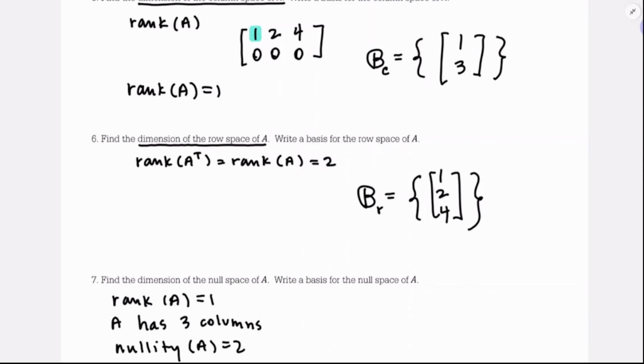And if I want a basis for the null space of A, I don't really have a fast trick for that one. I'm just going to put in the work, look at the reduced row echelon form over here and say, all right, that means x1 plus 2x2 plus 4x3 needs to equal 0. x1 equals negative 2x2 minus 4x3. x2 and x3 can equal whatever they want.